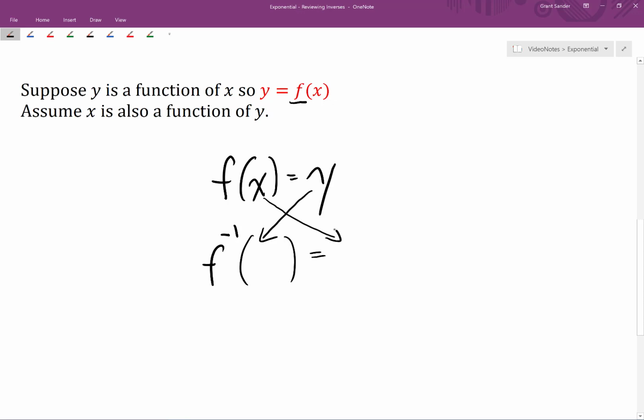So we switch these inputs and outputs, and so we say f inverse of y will give us the value of x. So we have the same relationship, we're just switching inputs and outputs. And therefore, we could say that x is equal to f inverse of y.